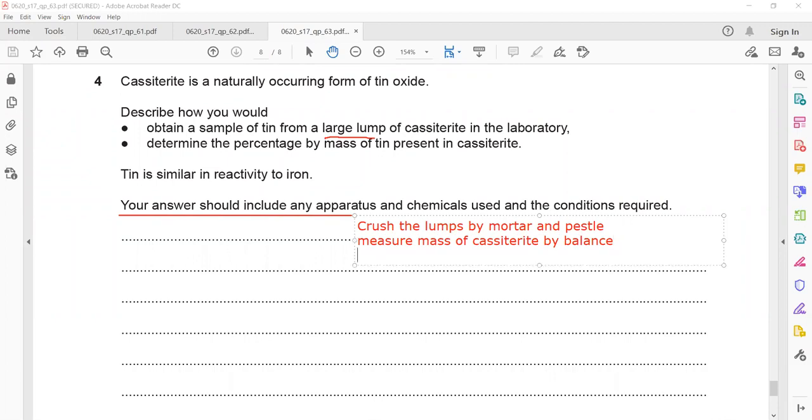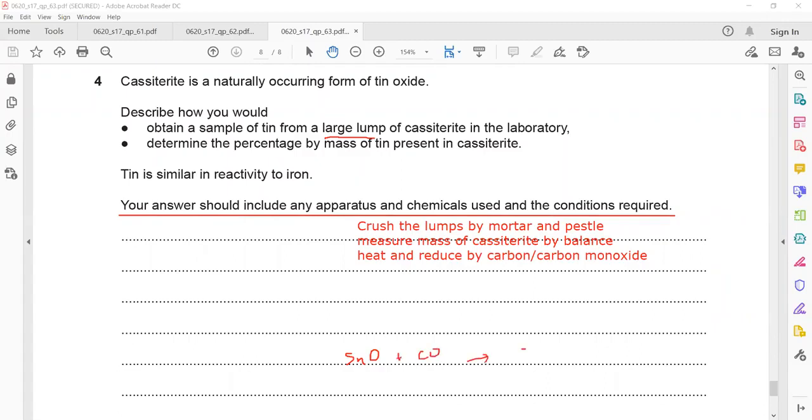Now we have to remove the oxygen, so heat and reduce by carbon or carbon monoxide. Basically, what happens is you have tin oxide. If you use carbon monoxide, which is a good reducing agent, it will remove oxygen from the tin, and the tin is separated. The carbon dioxide gas will escape.